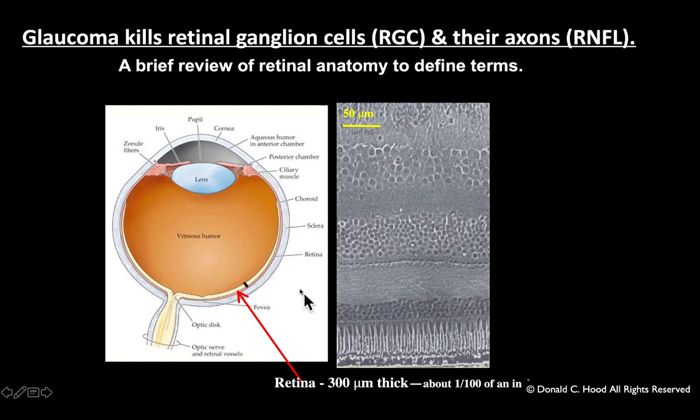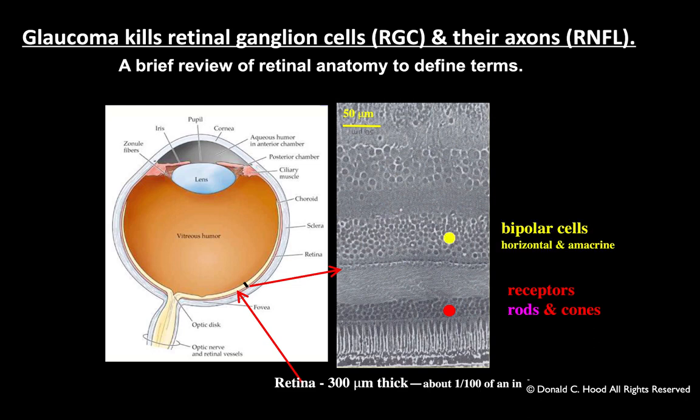This indicates a piece of the retina at the back of the eye. The retina is about 300 microns thick. Here's an electron micrograph of a human retina. And 3 layers of cells. You've got the cell bodies for the receptors, cell bodies for the bipolars and horizontals and amacrine cells, and the cell bodies for the ganglion cells.